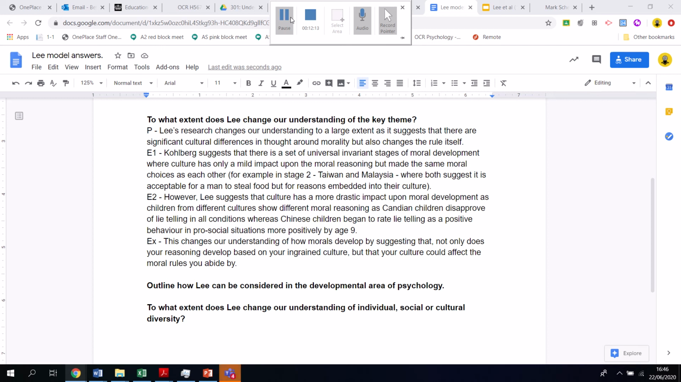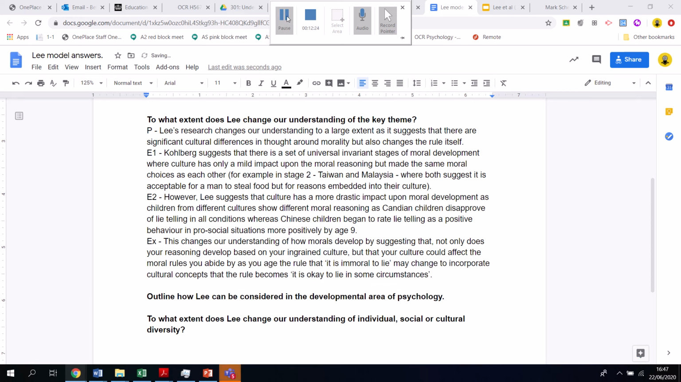So I've got here that this changes our understanding of how morals develop by suggesting that not only does your reasoning develop based upon your ingrained culture, but that your culture could affect the moral rules you abide by. And then I've just taken that a little bit further. As you age, the rule that it is moral to lie may change to incorporate cultural concepts, so that the rule then becomes it's okay to lie in some circumstances. Okay, so if this question was asked for 5 marks, that would be enough to get you all 5.